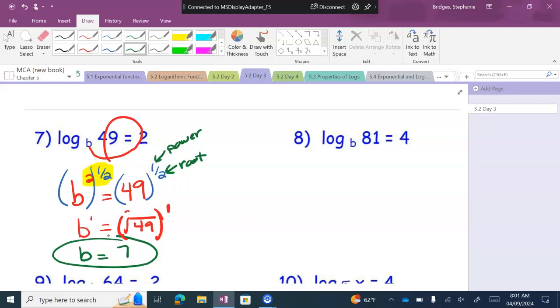All right, I want you to try 8. Take it to exponential, raise both sides to the reciprocal power, and then you're just going to simplify the remaining value. Take it to exponential.